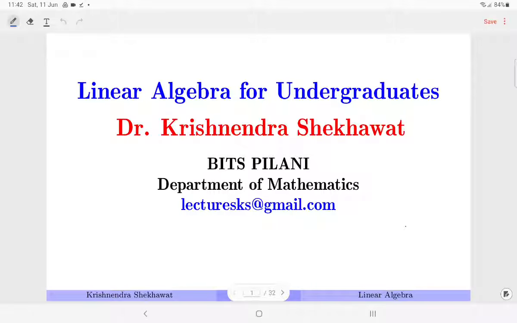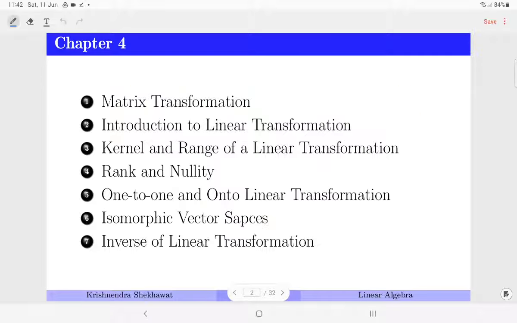Good morning everyone. So today we are going to start a new module which is related to linear transformation. To reach linear transformation, first we are going to introduce the concept of matrix transformation.